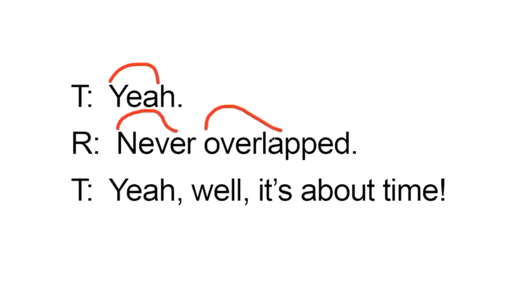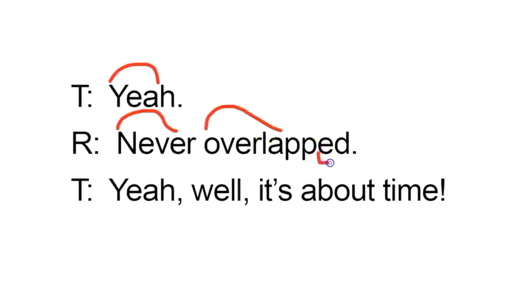Never overlapped. Notice the ED ending here is pronounced as a T, an unvoiced sound. That's because the sound before, P, was also unvoiced. Overlapped.